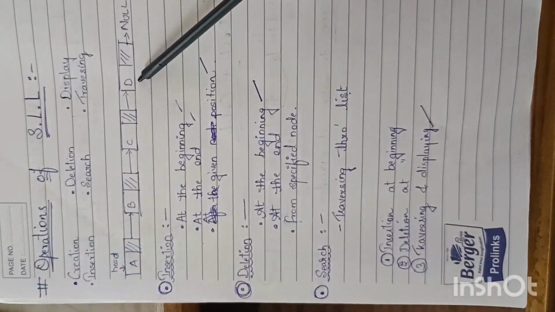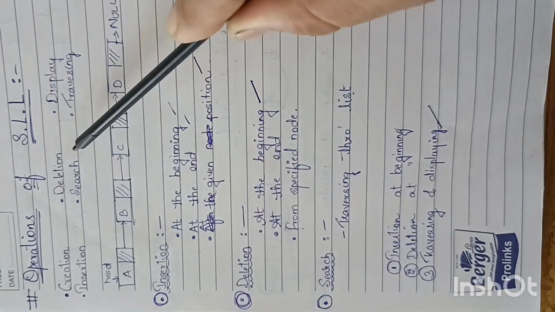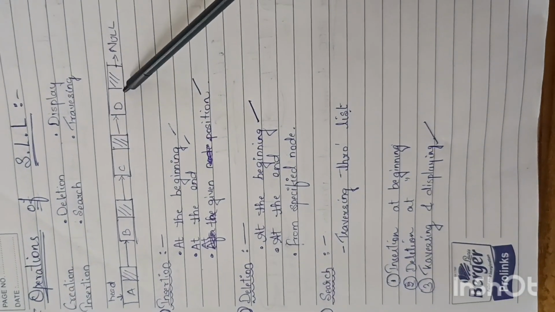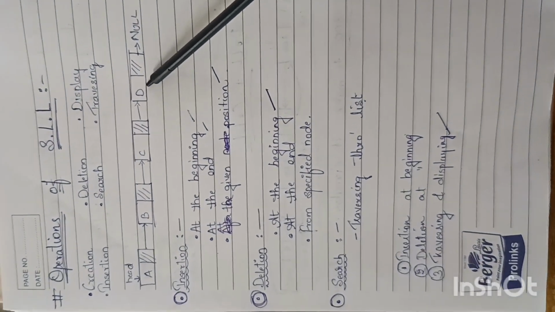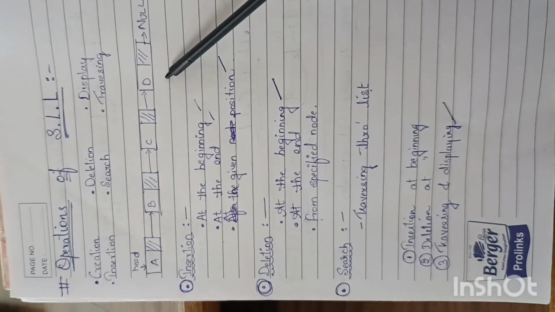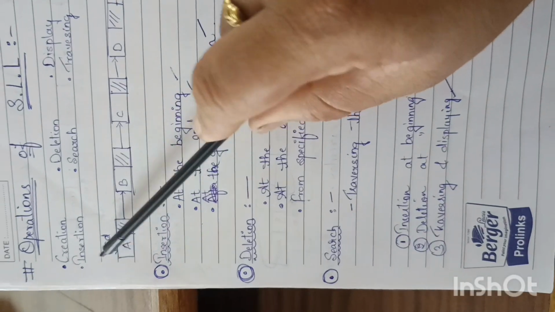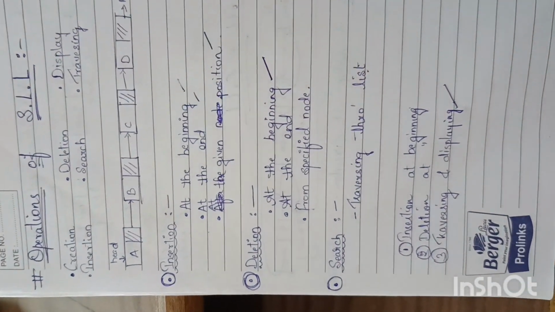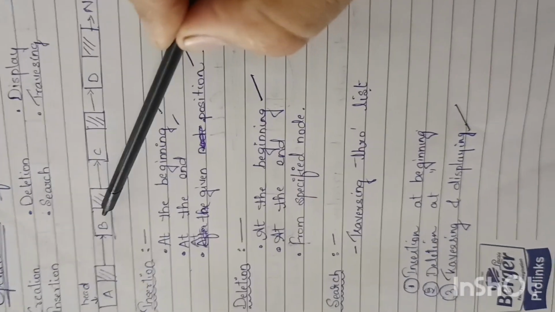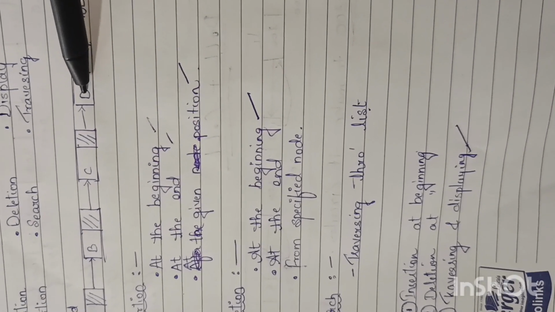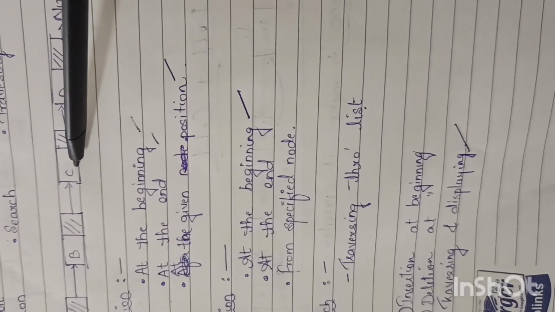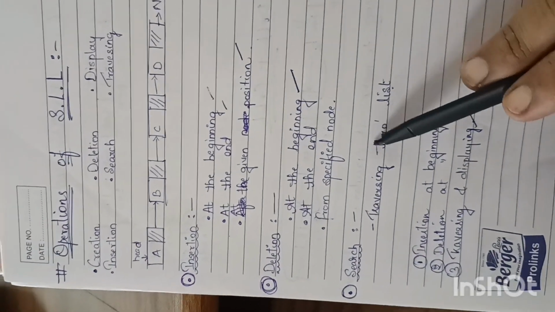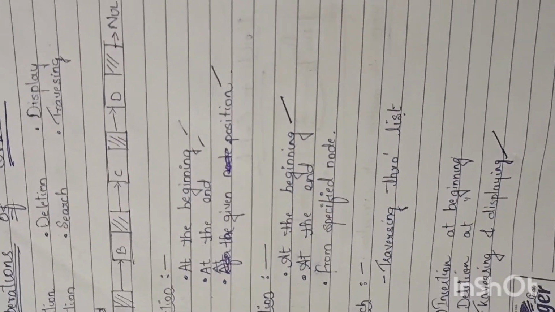So if I want to search D, I have to come from A to B, B to C, and C to D, because I don't have anything to directly access D here. From A I cannot directly access D, so I have to travel to B and see whether B is equal to our searching element or not. If it is not, I have to move on again and check again. So here we are using linear search, traveling linearly.